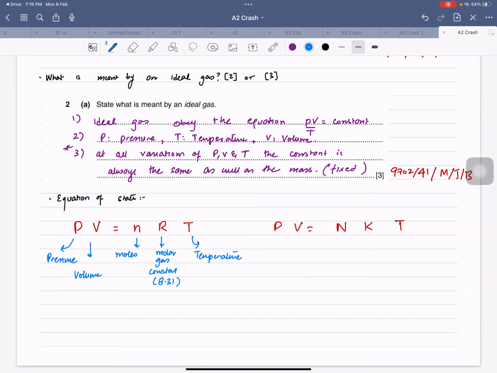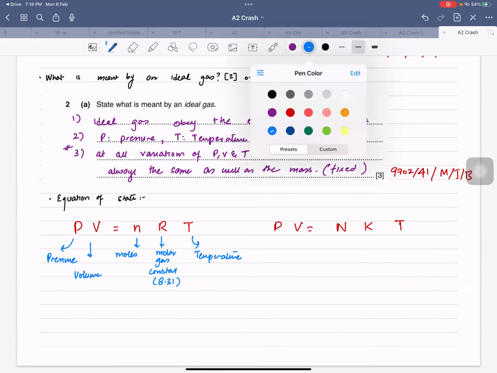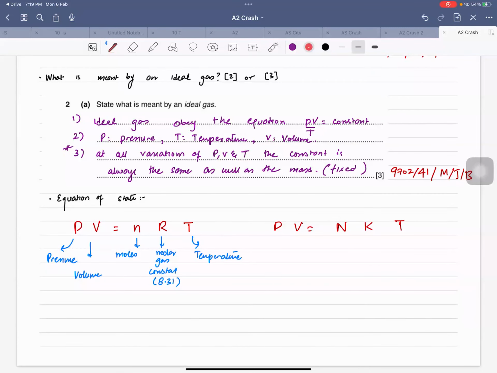Now, this one is again pretty simple. Okay, I'm gonna take a different color. This is pressure. This is volume. This is number of particles. This is called the Boltzmann constant. These constants are all given. So the value of the Boltzmann constant is 1.38 times 10 raised to minus 23. And this is temperature.